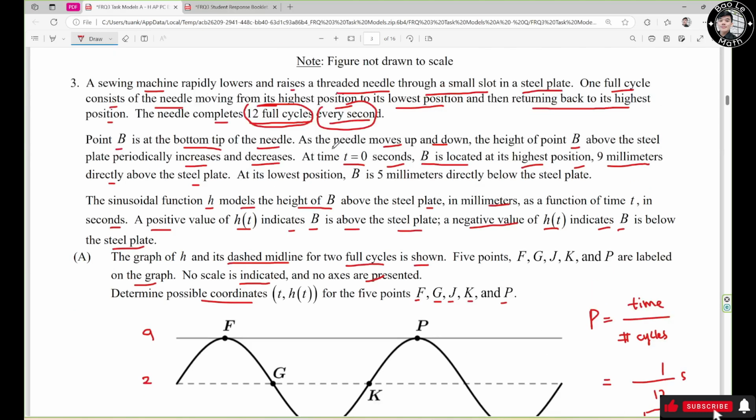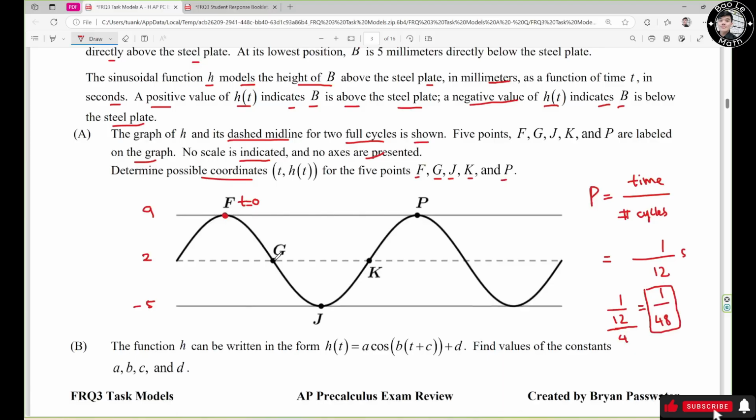Now, at time t equals 0, point B is located at its highest position, which is 9. So right here, t equals 0. This is the highest position. Now, each quarter has the length 1/48, so you just put 1/48 here. Right here, t equals 0, I'm going to put 9. So t equals 0, h(t) equals 9. Now, you keep adding 1/48 each time.